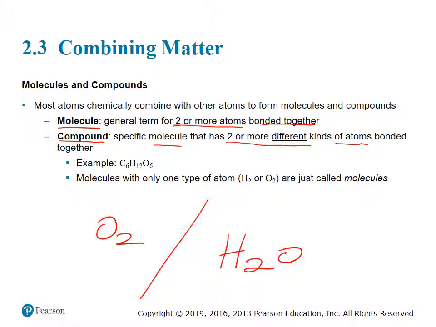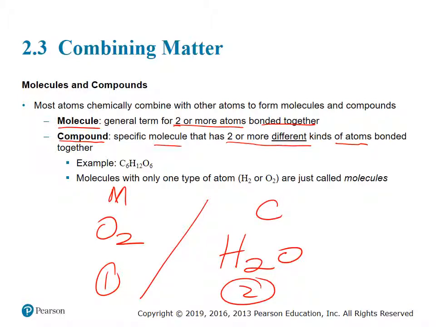So below I give you two different chemicals. Say this is number one and this is number two. Which one of the two is a molecule and which one is a compound? Which one's a molecule? The first one, right? O2. And this would be a compound.